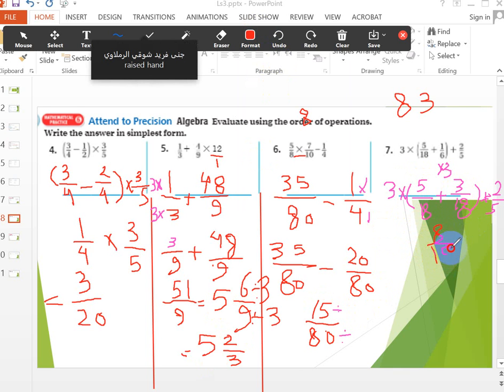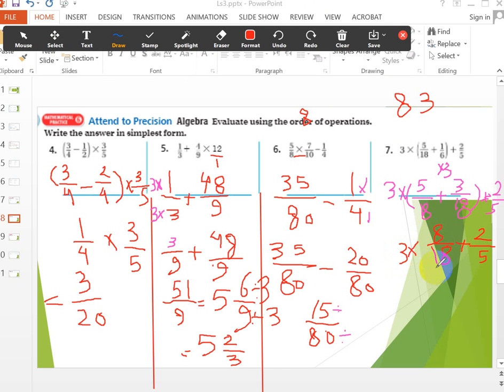Jenna, if you have any question, dear, please type it in the chat. So first thing, I will find the parentheses. So the answer was 8 over 18. After that, according to the order, I have to do the multiplication between 3 and the fraction. Okay, let's do the multiplication. If I multiply 3 with 8 over 18, this one will be 1 in the denominator. 3 multiply 8 equals 24. Thank you. 1 multiply 18 equals 18. Okay, plus 2 over 5.